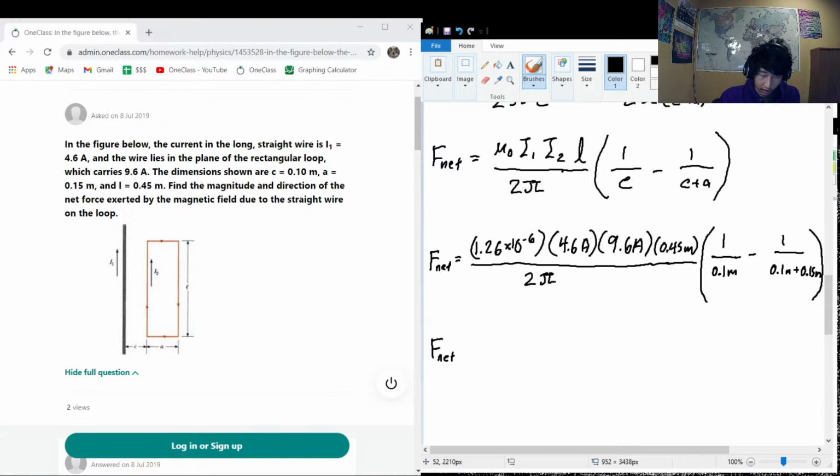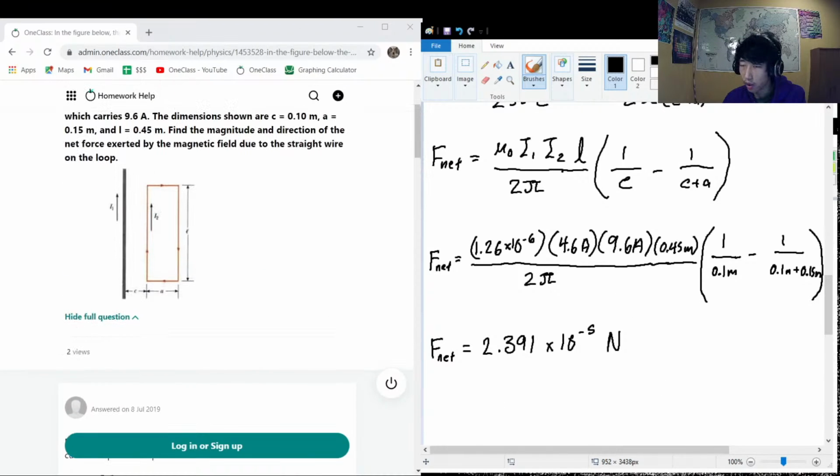And my calculation results for this is the net force as experienced from these two is 2.391 times 10 to the negative 5 newtons, because force is always in newtons. Or since we're using SI units, it should always be in newtons. Okay, so this will be the net force as experienced by the loop due to the straight wire.